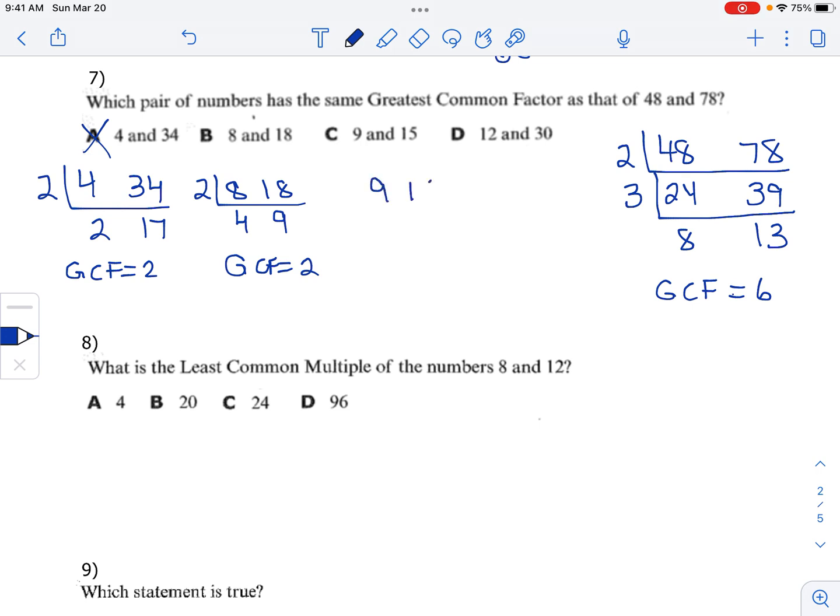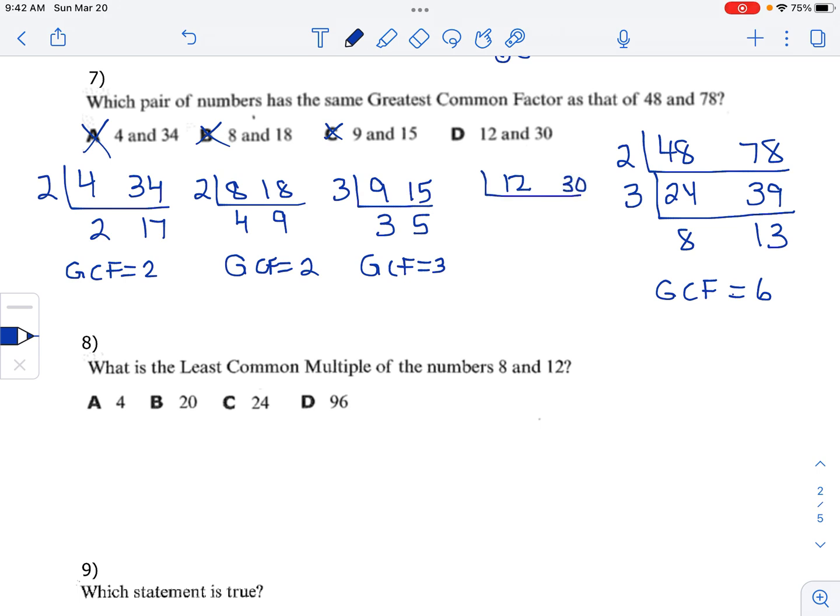9 and 15 are both divisible by 3. 9 divided by 3 is 3. 15 divided by 3 is 5. We can't go any further, so our GCF here is 3. Also not 6. So we know it's probably going to be D. Let's double check and do the work anyways.